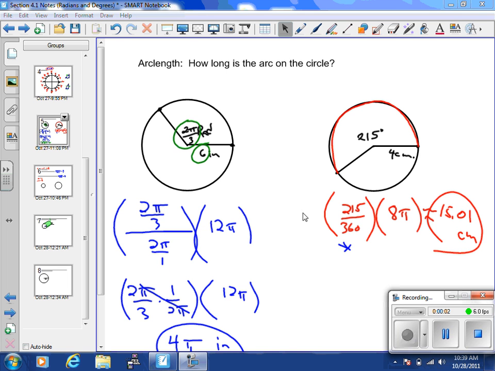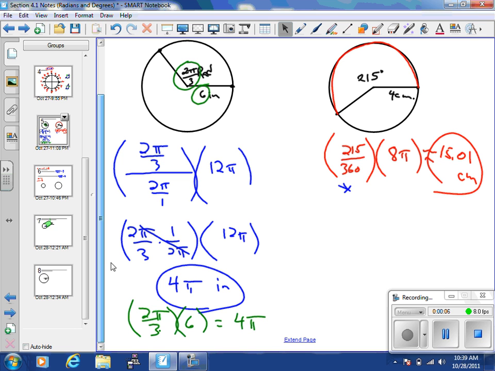Okay, so part 2, we just concluded with the arc length here. We showed how to get the arc length when we're dealing with radians. We take the central angle in radians times the radius. We'll get right to it. When we're dealing with degrees, however, my old method works beautifully.